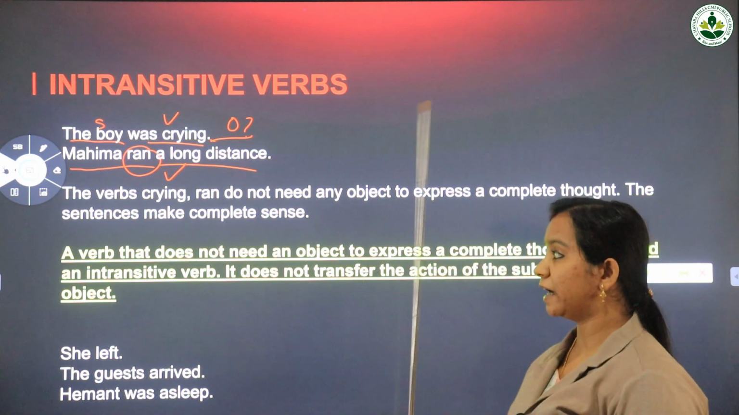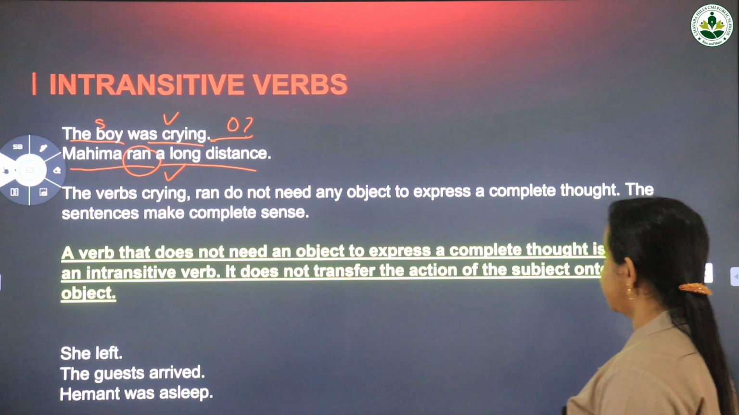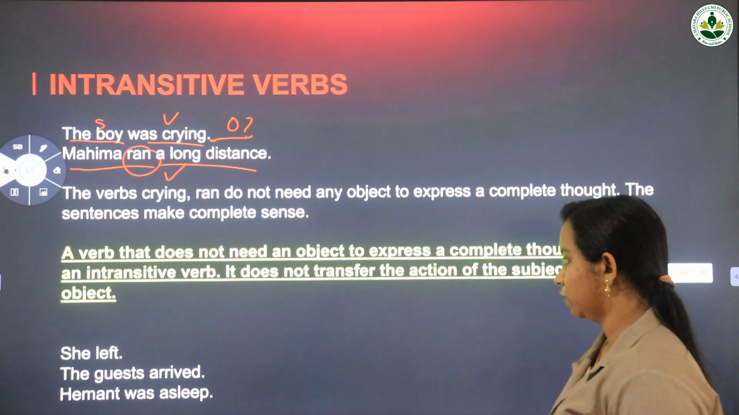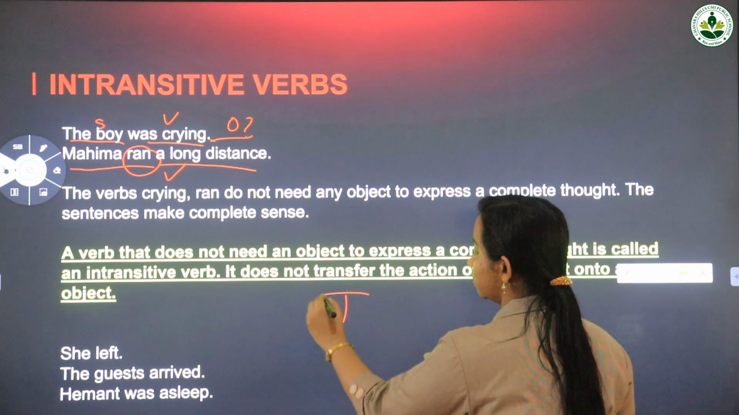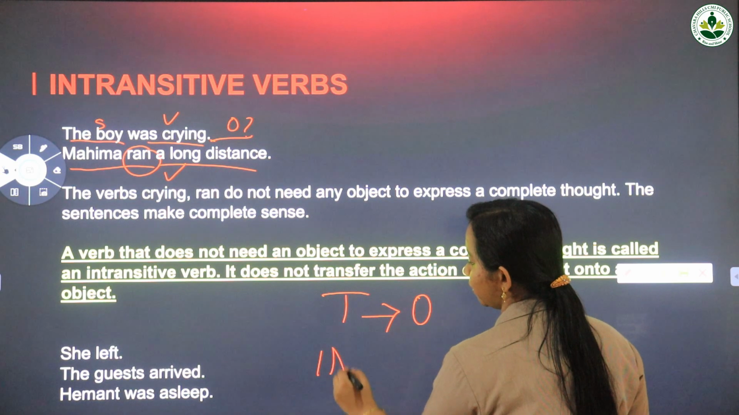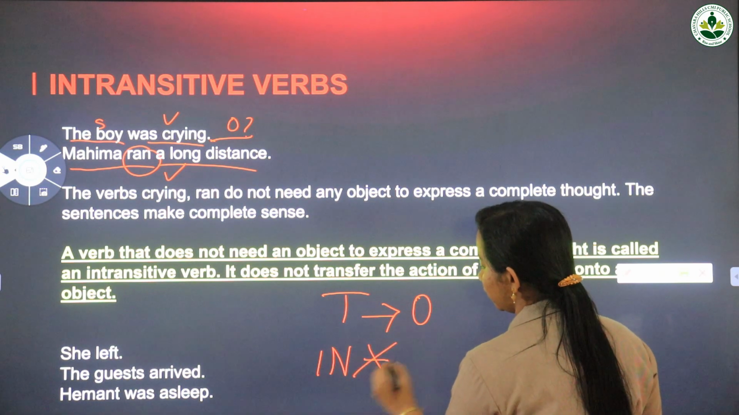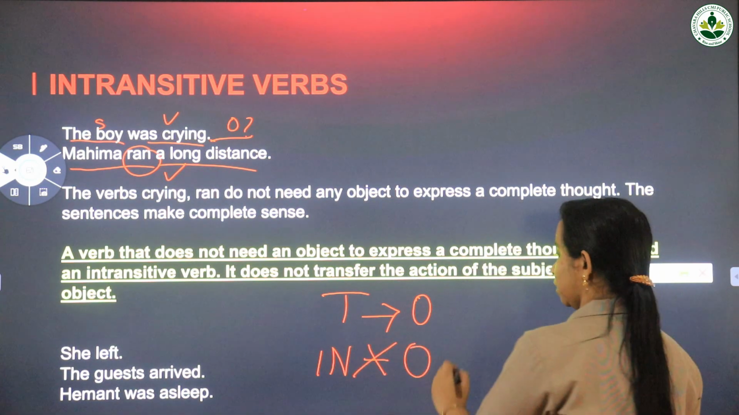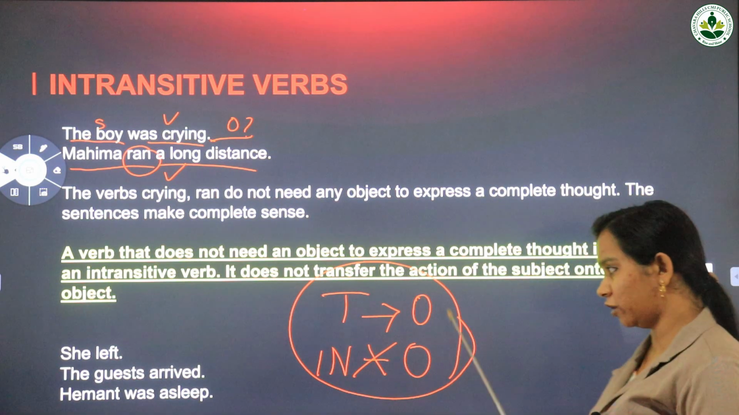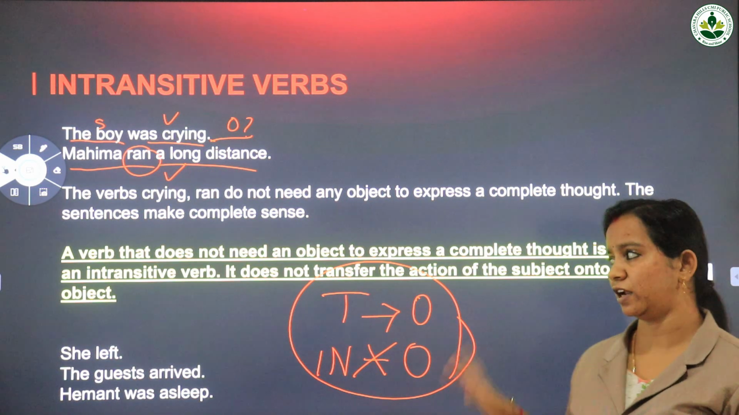So a verb that does not need an object to express a complete thought is called an intransitive verb, okay? So a transitive verb needs an object. An intransitive verb does not need an object, okay? So this is the tip, or the short form: a transitive verb needs the object, an intransitive verb does not need the object.